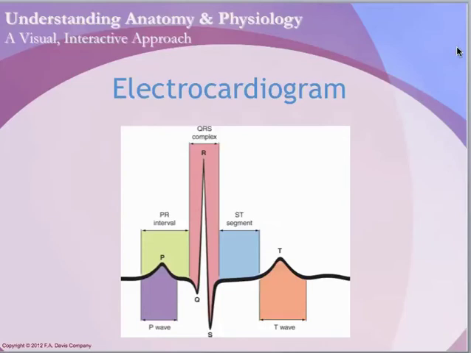So we get the atria contracting. Okay, this is the little time before allowing the ventricles to fill. We get ventricular contraction and then we get repolarization. Remember, when we talked about the nervous system, we talked about repolarization, and these neurons have to repolarize before another stimulus can come through. So that's what's happening there with the T wave.